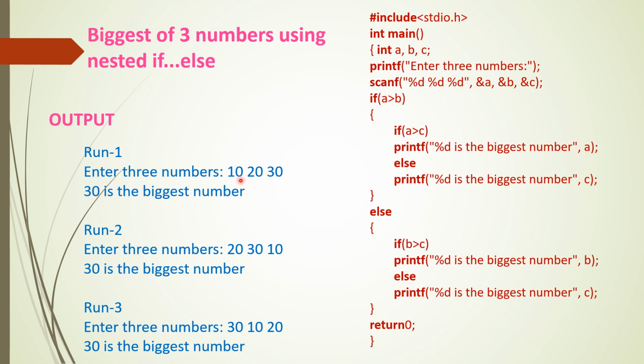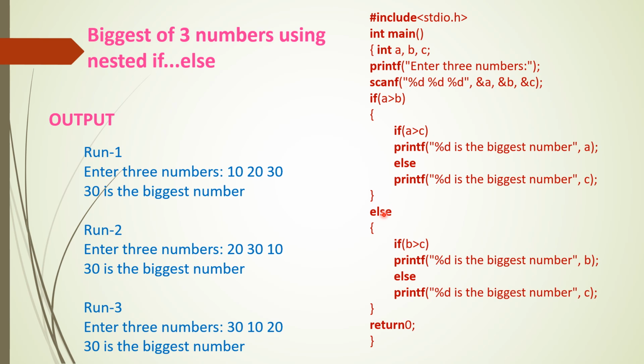So, for an example, I have 10, 20 and 30. Now 10 is the a variable, 20 is the b variable and 30 is the c variable. If a is greater than b, which means 10 is greater than 20, then it will enter into this loop. But for our condition it is false. So it will not execute this. It will move inside the else.